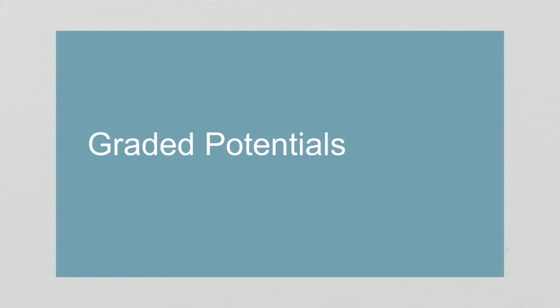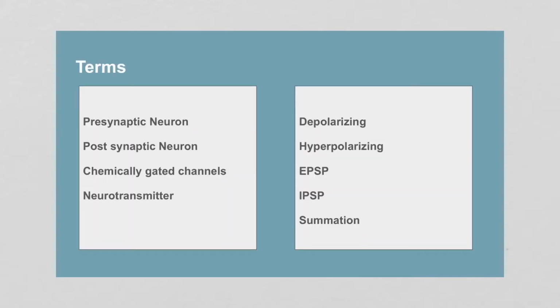Before we go forward, I want to talk about some terms that we're going to use today. I'm going to use presynaptic neuron and postsynaptic neuron. The presynaptic neuron is the neuron that's sending a signal, and the postsynaptic neuron is the neuron that's receiving the signal. And between them, remember, is that synapse. We're going to talk about chemically gated channels, and we've covered chemically gated channels before. Neurotransmitters are often the chemicals that open those chemically gated channels.